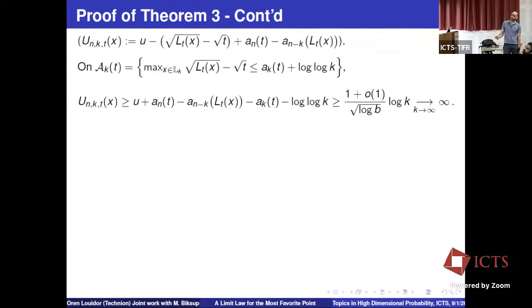Then you should just do the computation, modulo some technical details. If this is less than the square root of A_k of T, you just plug this in here and estimate this expression, and it turns out that indeed this expression on the event A_k goes to infinity. It's not difficult to see. To first order, these are all linear: this is linear in n, this is n minus k, and this is k. So the linear part gets cancelled. Then you have a logarithmic part, but by the concavity of the logarithmic function, you get a surplus. This surplus is log k, and this doesn't beat it.